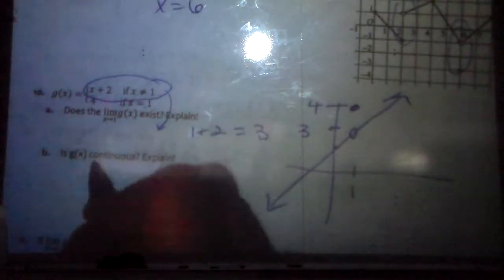If I'm asking is it continuous, no, because my function value is not equal to that limit. So no, because the limit as I go to 1 of g of x is 3, which is not equal to the function value at 1, which is 4.